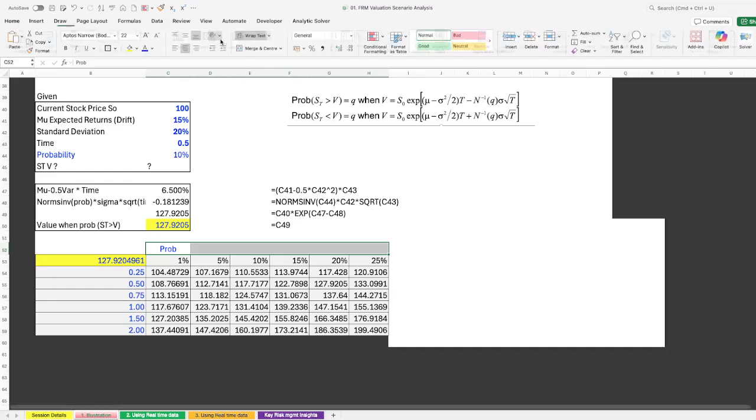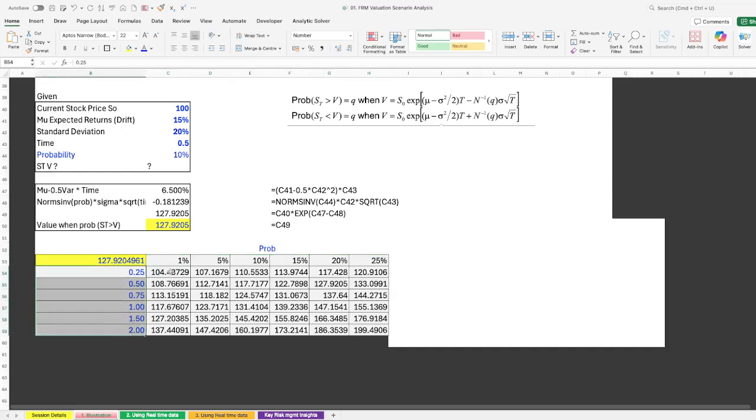We can also do an analysis with different inputs. So this is the probability here, and I've taken different probabilities starting from 1%, and also taken different times here. Let's say the same thing: with a probability of 10% and a time frame of 0.5, you can see that this is 0.5, right? And the probability is 10%. So we can calculate. Let's see that. This is 127.